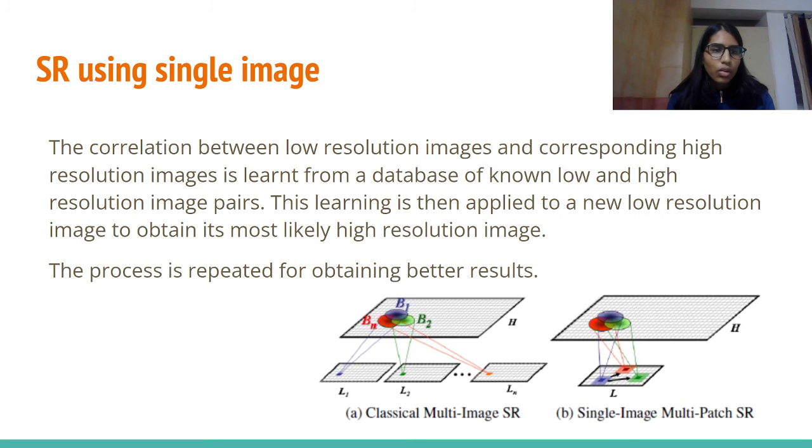Now till now we have used a set of low resolution images, but we can also do this procedure using a single image. In that case, the correlation between low resolution images and corresponding high resolution images is learned from a database of known low and high resolution image pairs. This learning is then applied to a new low resolution image to obtain its most likely high resolution image. Now, this process is repeated multiple times for obtaining better results.